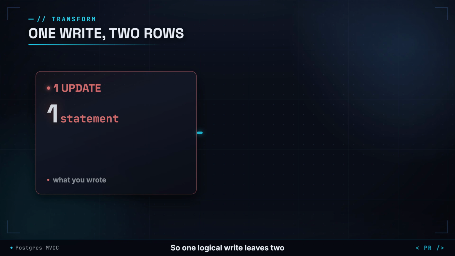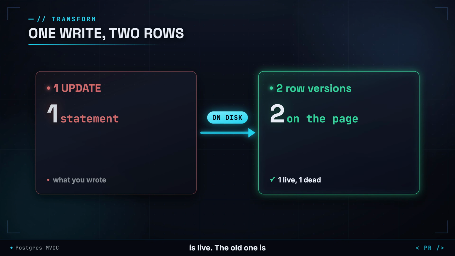So one logical write leaves two physical rows behind. The new one is live, the old one is dead but still parked right there on the page, because some transaction that started before you might still need to read it.